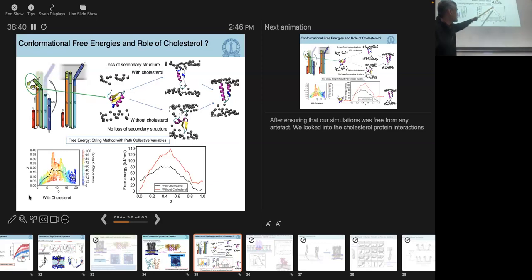Without cholesterol, you see this large barrier for the conformational change. You're going from this state, or this end, to that state at that end. The initial states are different with and without cholesterol, but it gives you a very clear idea of the barriers that you're seeing. So this is the initial state without cholesterol, and finally you get to this state through a large barrier of about 140 kilojoules per mole.